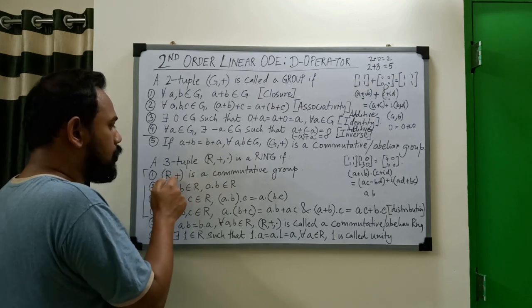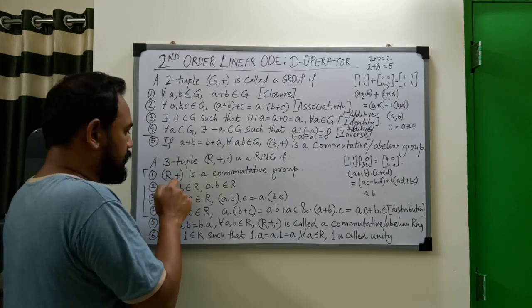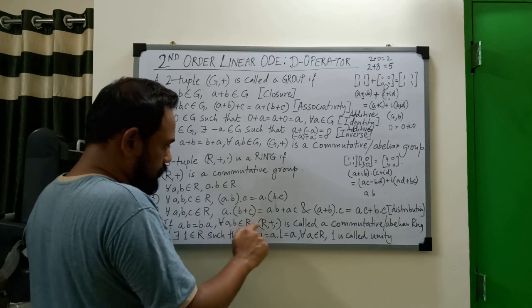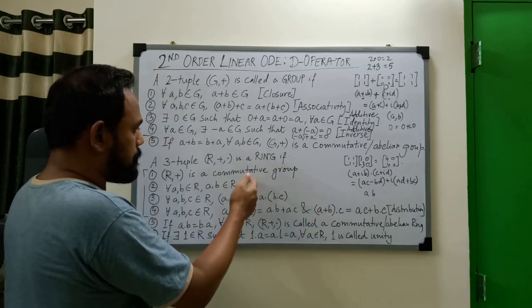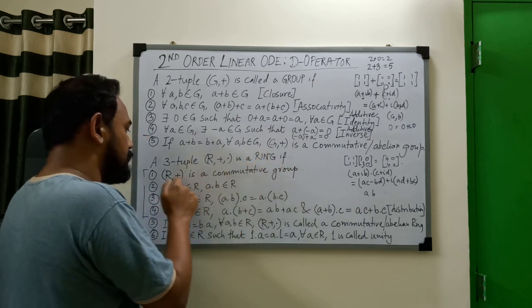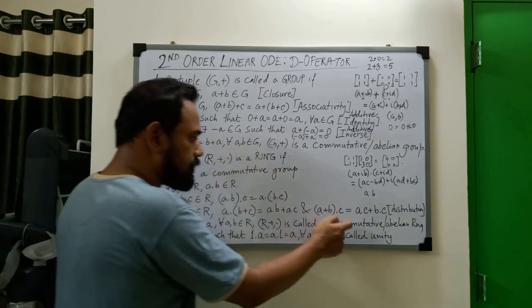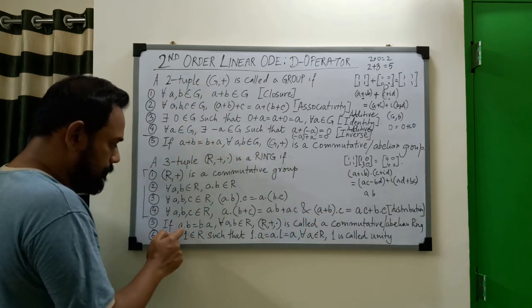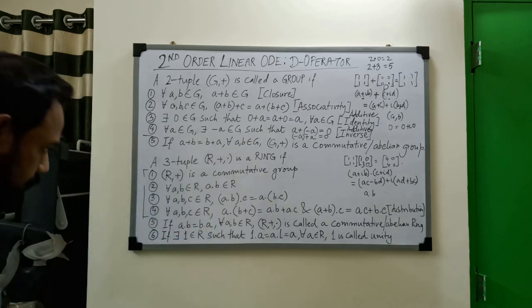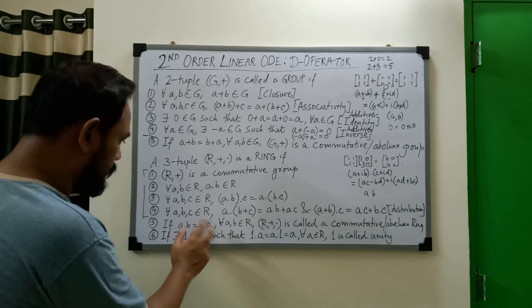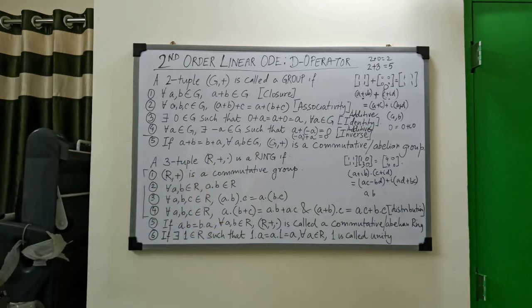So even if this does not hold, we can't call it a commutative ring, because by the definition of a ring, the plus sign should be commutative. We can call it a commutative ring only when the dot is commutative. You can swap the positions about this multiplication.